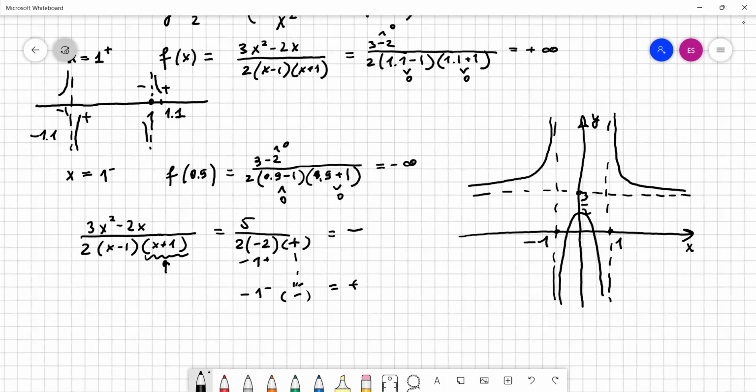So yeah, each graph is going to take about 15 minutes to do, but unfortunately there is no other way to do it.